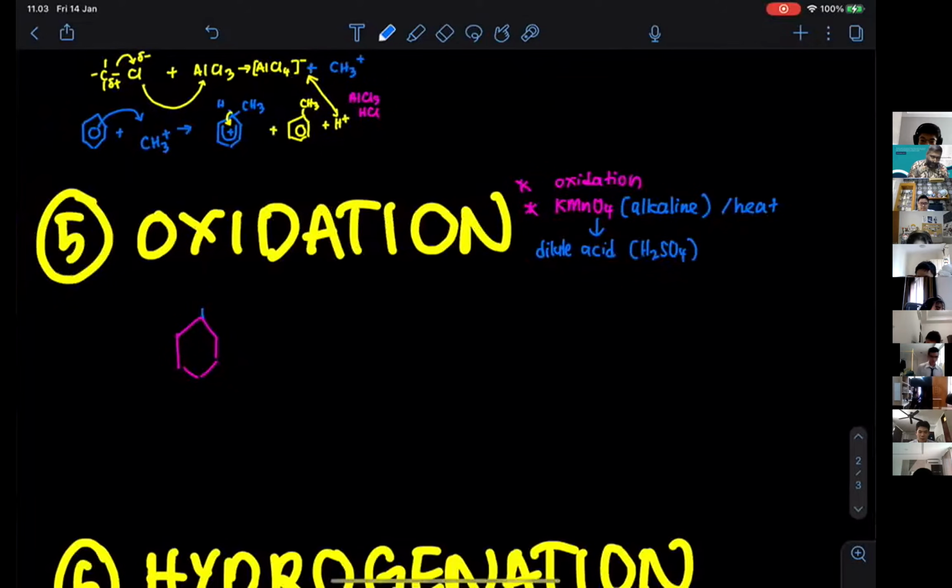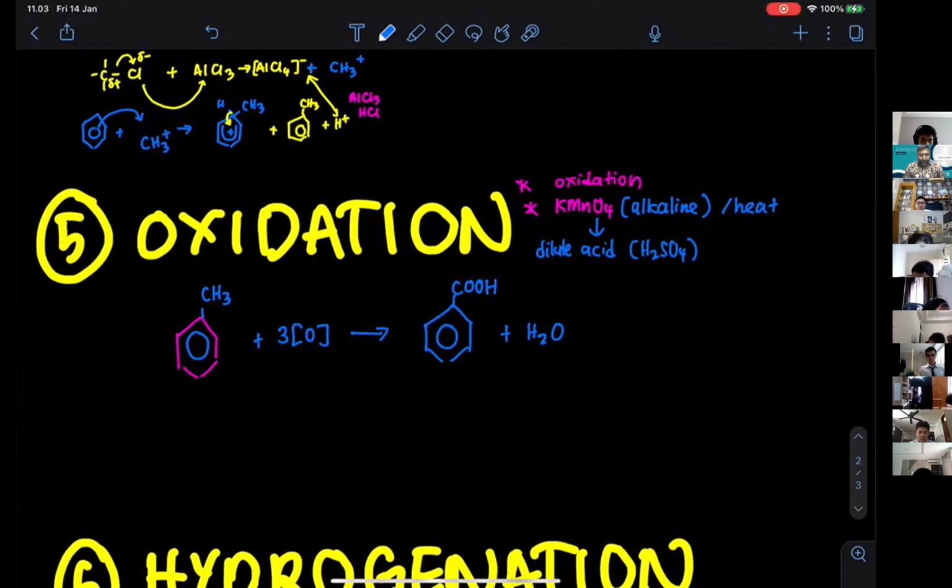Benzene cannot be oxidized. So I'll just use methylbenzene. When you oxidize, you can see it's going to be 3O. I think the equation you can figure out yourself, how to write the equation. Basically, you are going to get benzoic acid, COOH, plus water. So if you do this, it's going to be balanced.